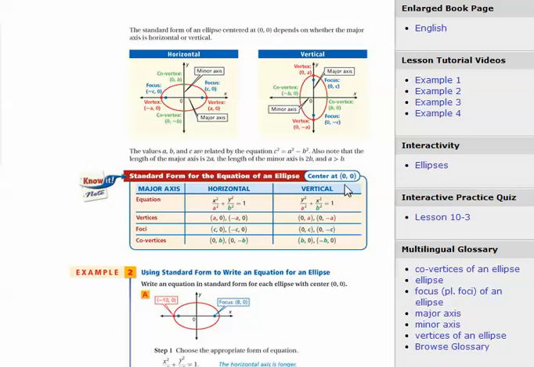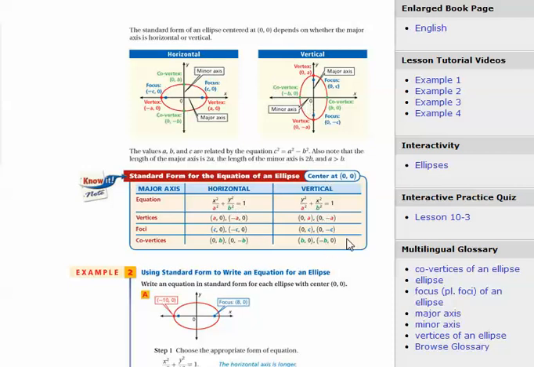Now, I'll give you a hint that your a squared is going to be your denominator. Your a is the distance from the center out to one of the vertex points. Now, your a squared is going to be your larger denominator. If that's with the x variable, it's going to be horizontal. If a is with the y variable in the fraction, it's going to be vertical. The other part, the b part, tells you how wide that ellipse is.